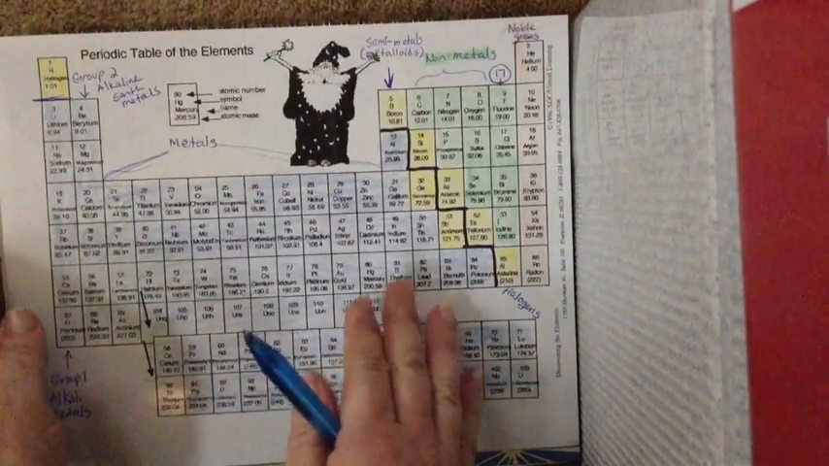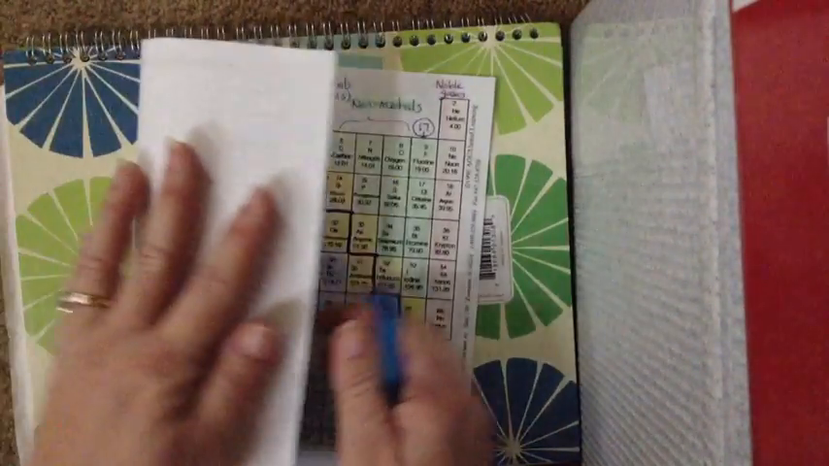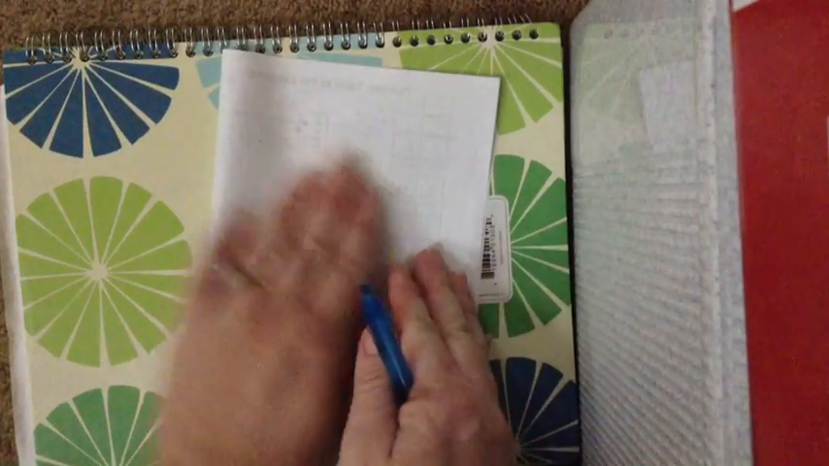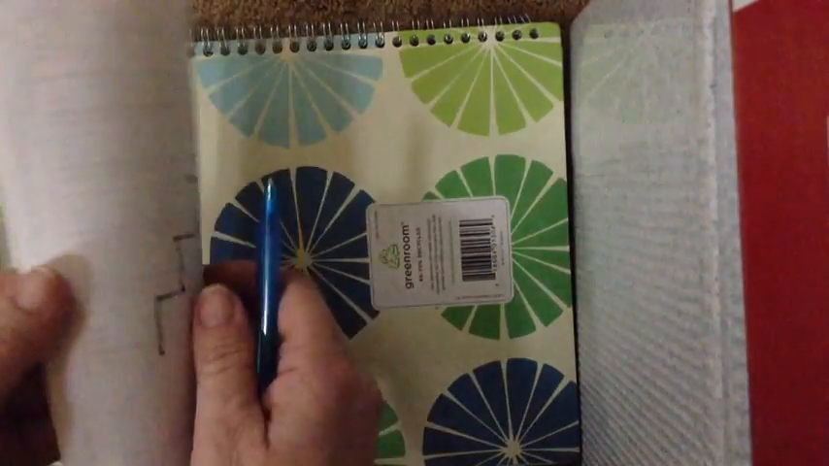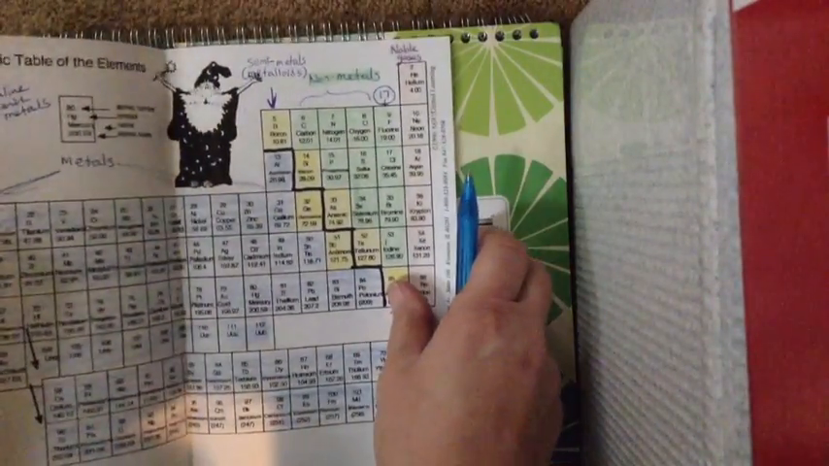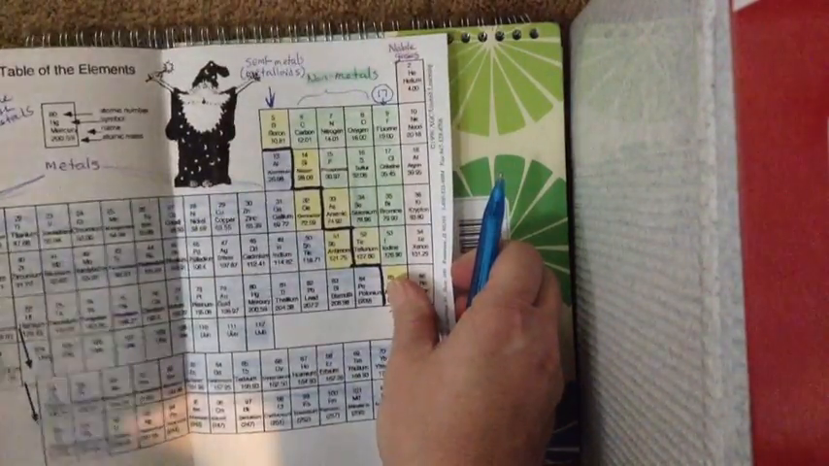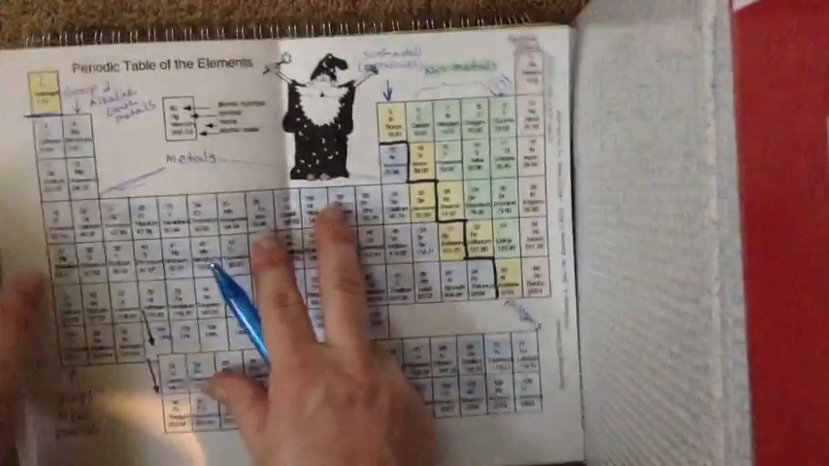So what I want you to do with your periodic table, make sure you have folded it in half and put your paste or glue there, tape, and get that in your notebook because you are going to be using this a lot during the chemistry unit.